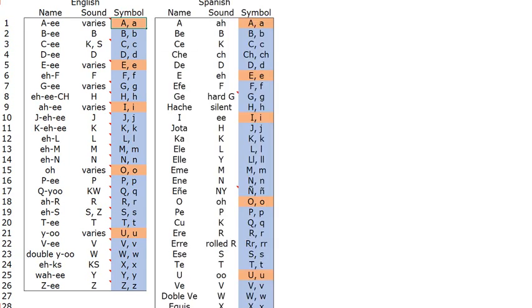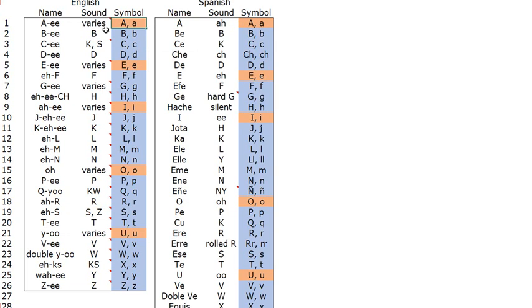Spanish has the same number of vowel symbols, but fewer vowel sounds. Each vowel symbol only represents 1 sound: a, e, here it is, o and u, 5 different sounds.